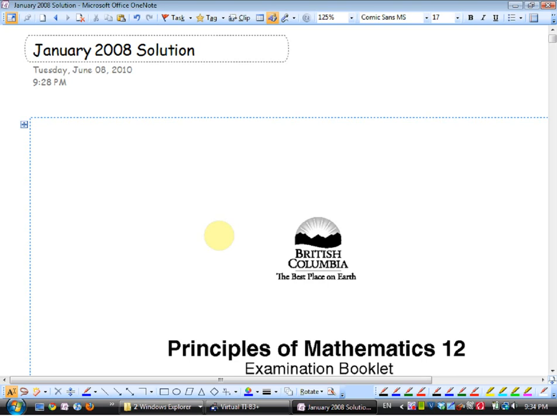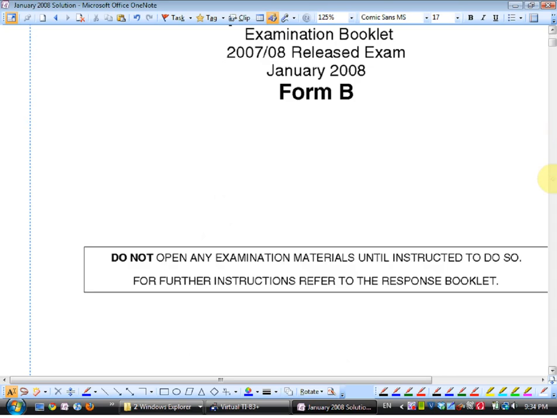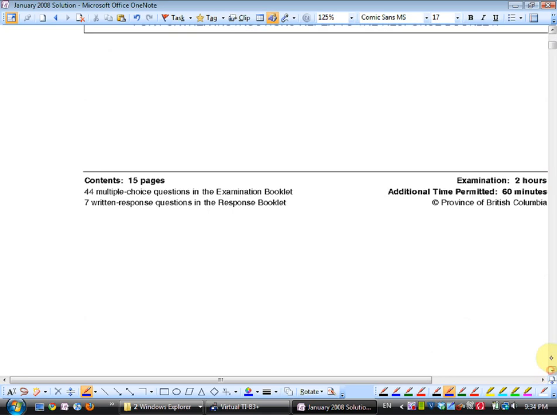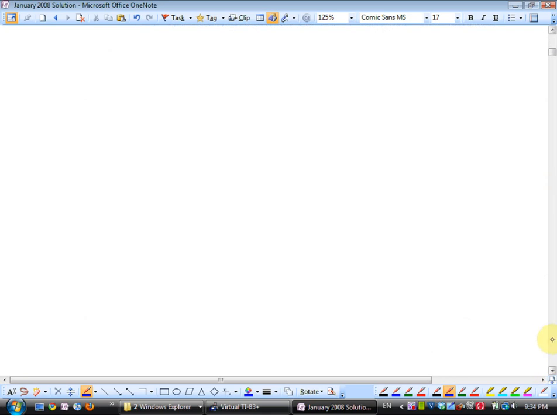So we're going to do a solution key for the January 2008 exam, Form B. That's this one here. I'll try and talk you through how I'm doing the questions. I've never tried doing a verbal video solution key before, so it may not quite go as smoothly as I hope, but we'll see how well this works. Okay.